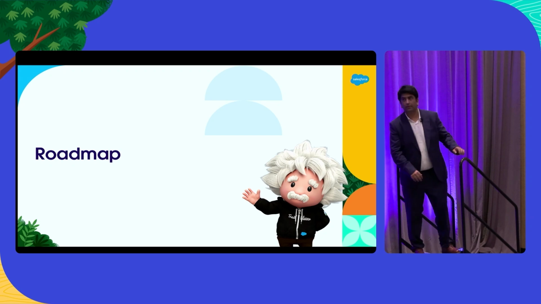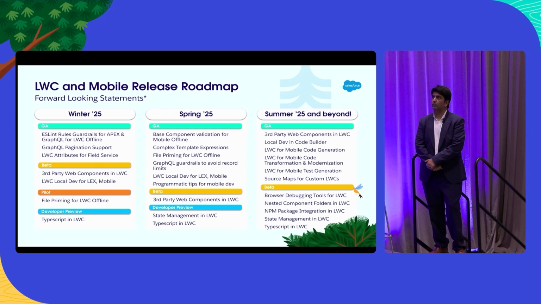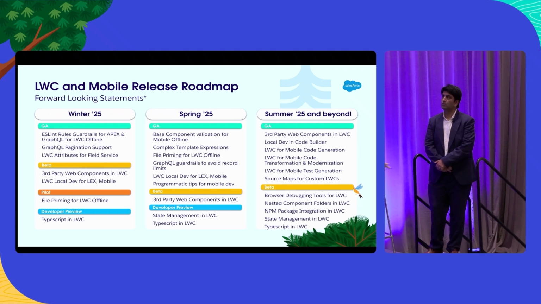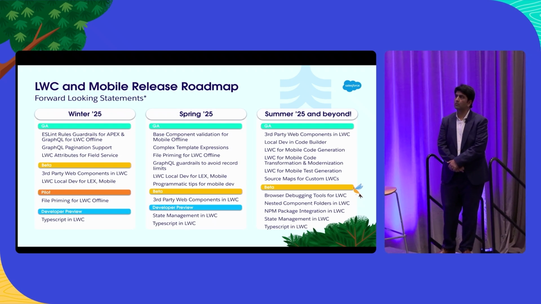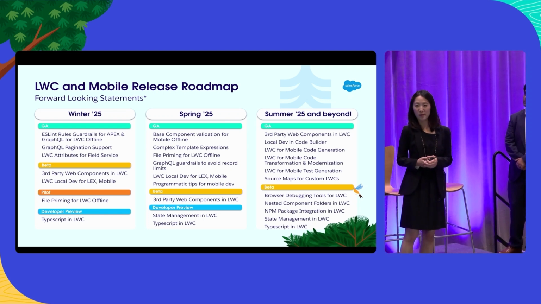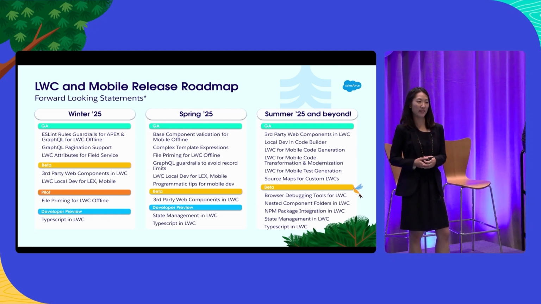We're very excited to bring some of these features to you all. Along with some of the features that we've already shared and highlighted in the sessions today, there are many more that are coming to LWC and mobile in winter and spring 25. GraphQL pagination support or LWC attributes for field service are some of the highly anticipated features that are coming to GA in winter 25. We're also working on bringing third-party web components in LWC and source maps in custom LWC to GA in summer 25.